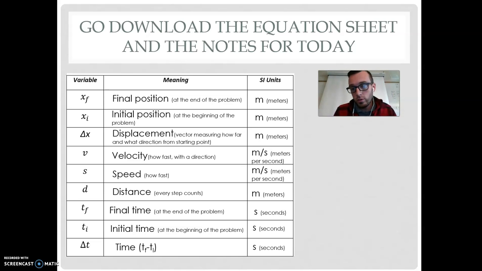And your location on our coordinate system is given in meters. So you could say, at the end of the problem, I'm 5 meters to the right of Mr. Simpkins. Right? That would be your final position. If you go down, XI, of course, means initial position.